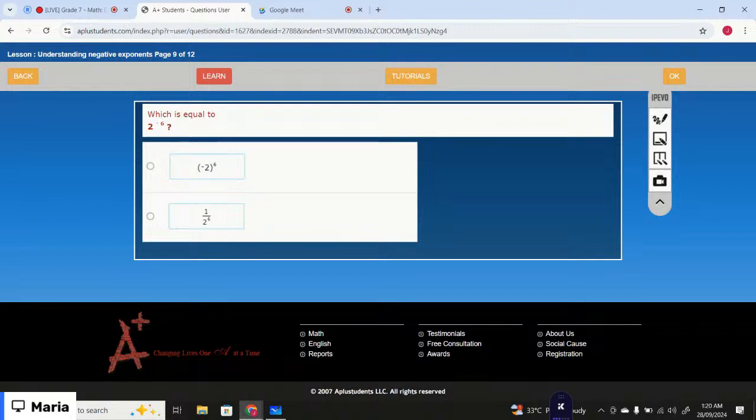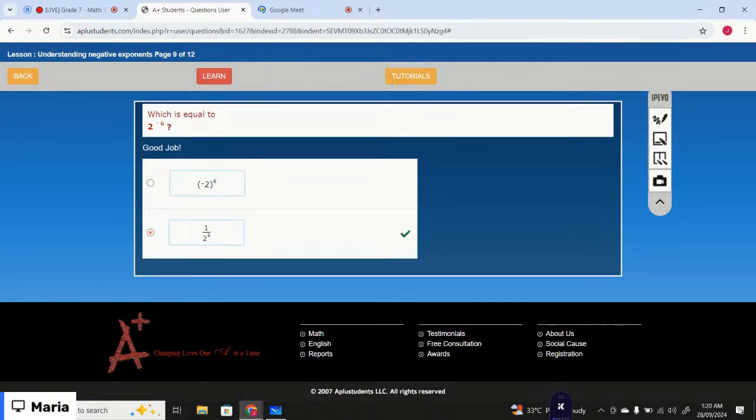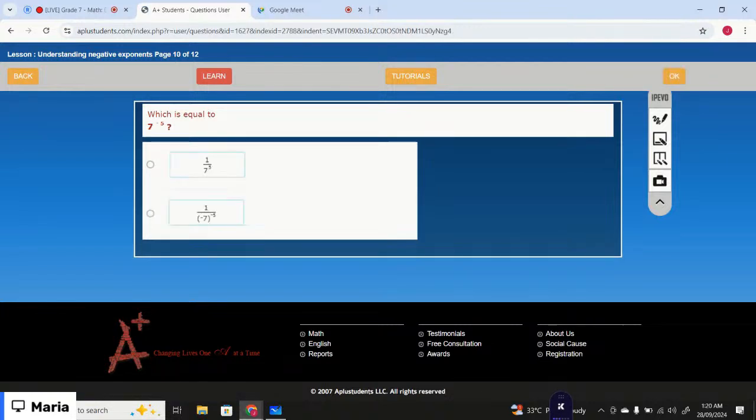The correct option is option number 2. You can write it in the denominator with a positive exponent, so that is 1 divided by 2 exponent 6. Okay, the next one is which is equal to 7 exponent negative 5. So which is the correct option?